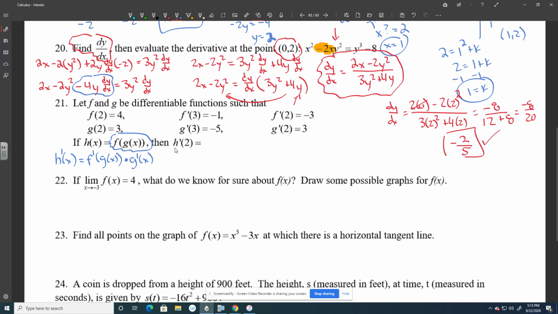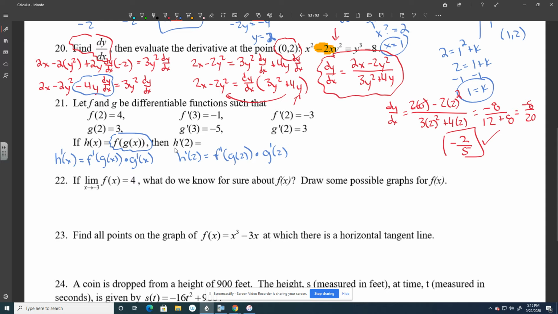So this is just a chain rule problem. The derivative of the outside, keep the inside the same, multiplied by the derivative of the inside. So there's my h prime, but it wants me to find h prime of 2. So everywhere there's an x, I'm just going to replace it. So I get f prime of g of 2 multiplied by g prime of 2.